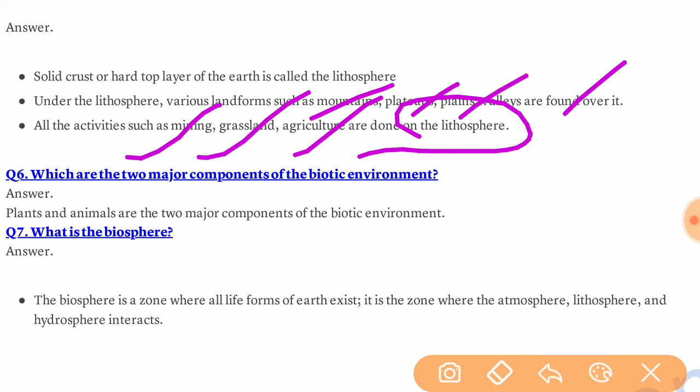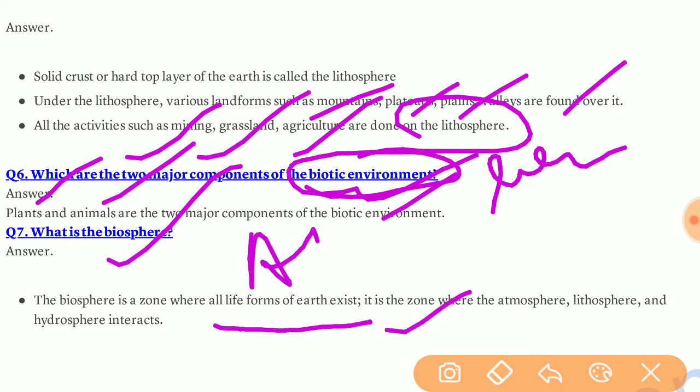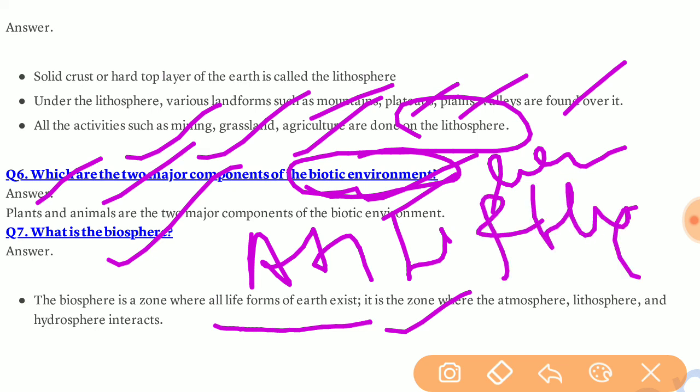Which are the two major components of biotic environment? Biotic environment are the living things. So plants, animals, human beings. What is biosphere? The biosphere is a zone where all life forms of Earth exist. It is a zone where atmosphere, lithosphere and hydrosphere interact with each other.